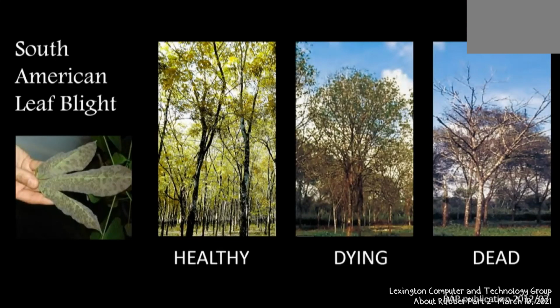So if one gets the disease, they're all going to get it because they're all growing in contact with each other, only about 8 feet apart. So their leaves are all touching, their roots are all touching. So contagion can spread very, very quickly. And then the trees will die.